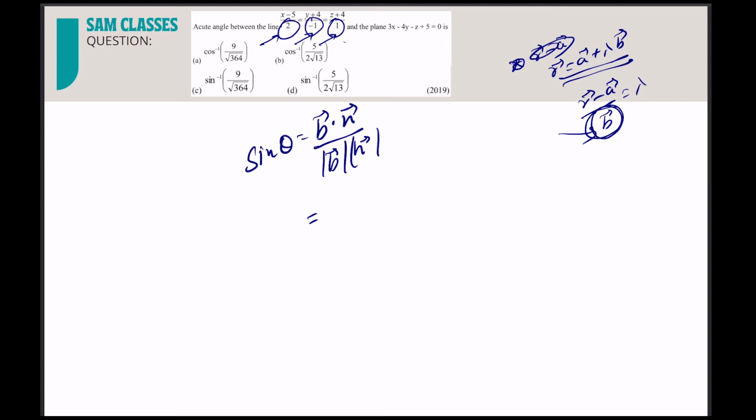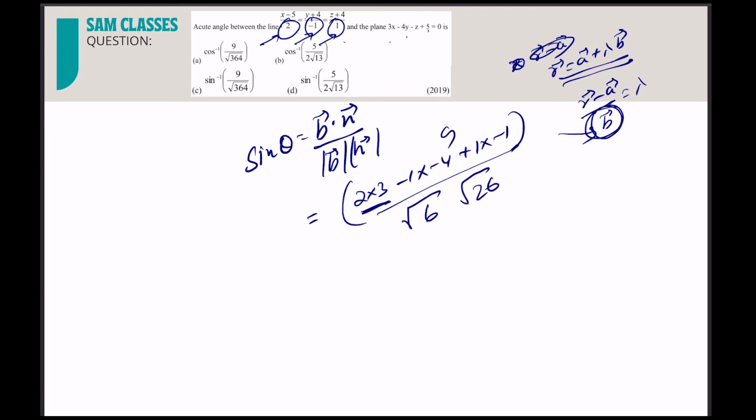So if I take 2, minus 1, 1 with the plane's 3, minus 4, minus 1: 2 into 3, minus 1 into minus 4, plus 1 into minus 1. What did we get? 6 plus 4, 10, minus 1, 9. So we got 9 by root 156. Now you'll say, sir, there is no option like 9 by root 156, correct? So in that case, what will be the answer?